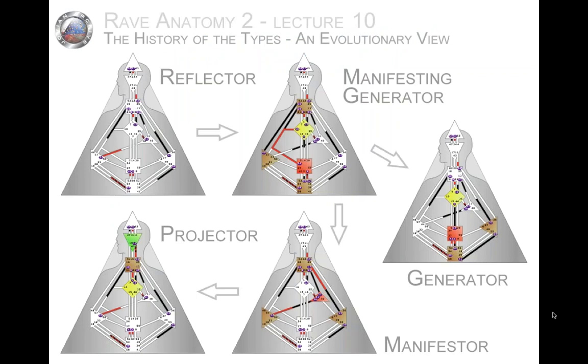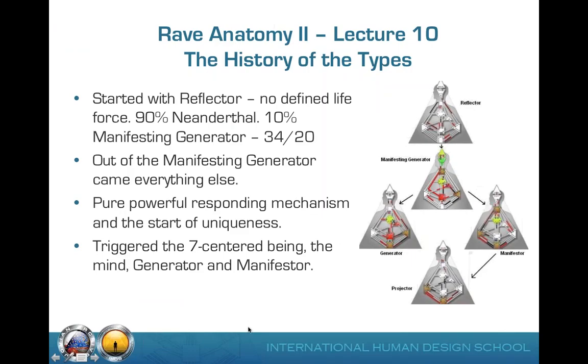you enjoyed that. Lecture 9, he talks about the history of types, and this is an evolutionary view, which I really enjoy. You know, the movement from reflector to manifesting generator to manifester. Out of the manifesting generator came the generator. Out of the manifesting generator came the manifester, and then the projector. So let's take a look at that.